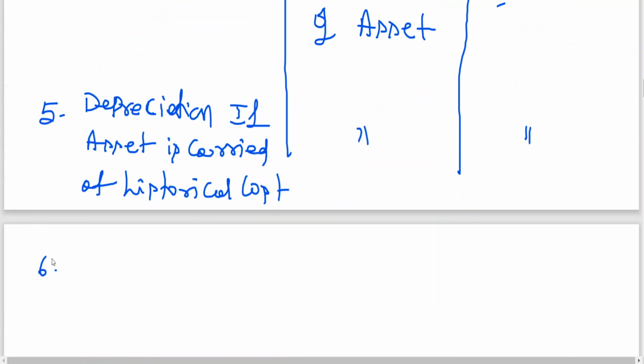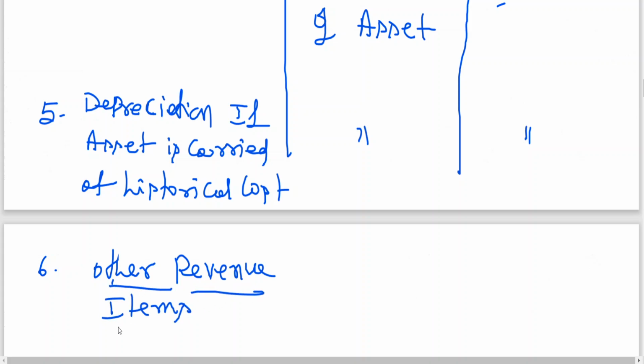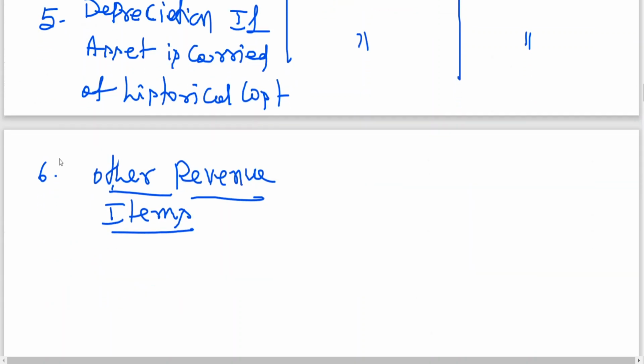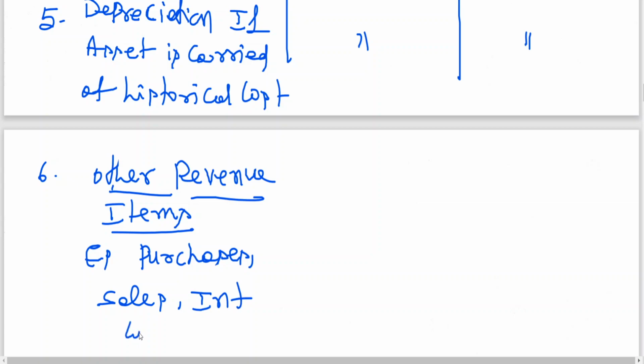Sixth one, other revenue items. What are the examples, sir? Purchases, comma sales, comma interest and expenses. These are called as other revenue items.